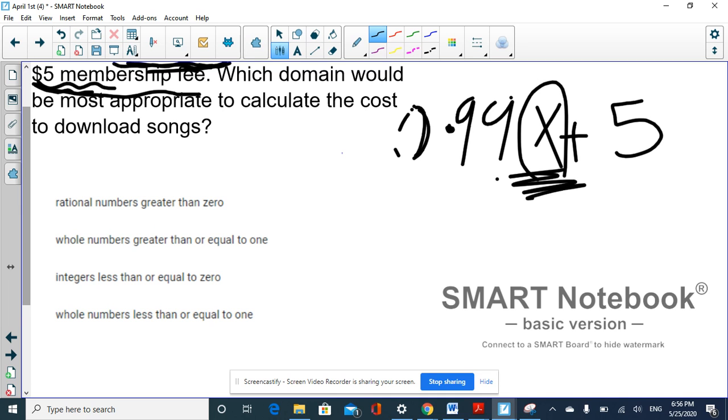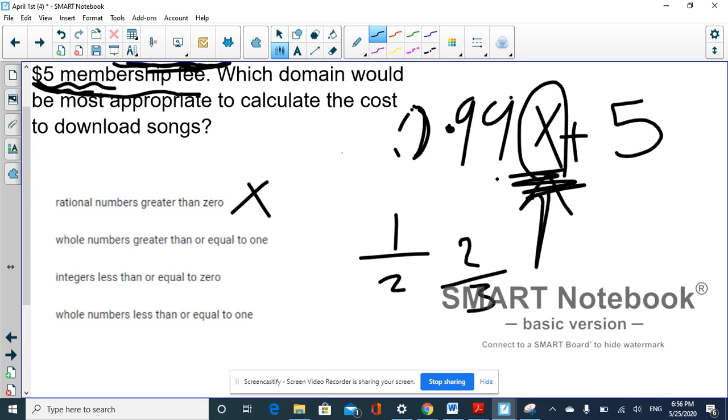these options you have. Rational numbers greater than 0. We know that the rational number has decimal numbers and fractions. So we can't choose this one because the number of songs can't be half a song or two-thirds. It can't be. This X, the domain, should be a whole number, not a fraction or a decimal. Let's see the other one.